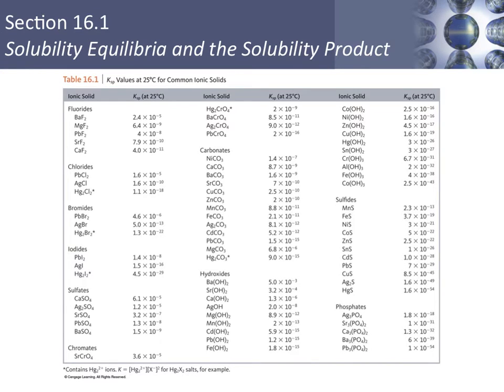Here are the Ksp values for some common ionic solids. This is on page 761 of your textbook. You'll notice most of these would be considered insoluble according to the solubility rules that we learned earlier.